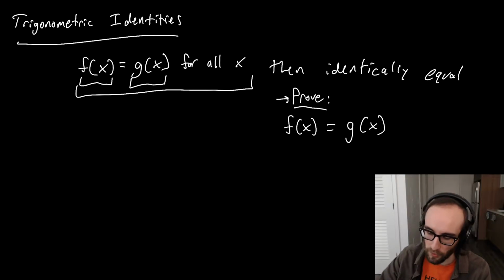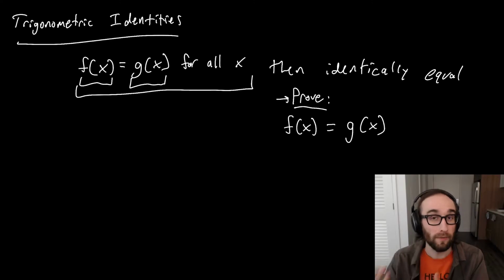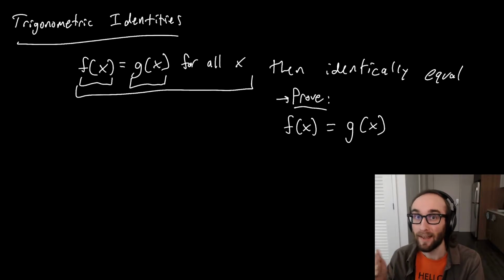Instead, what we have to do is work with the functions individually, move them around, replace stuff. One of my college professors called it massaging the equation, so that we end up showing that one side is equal to the other side.